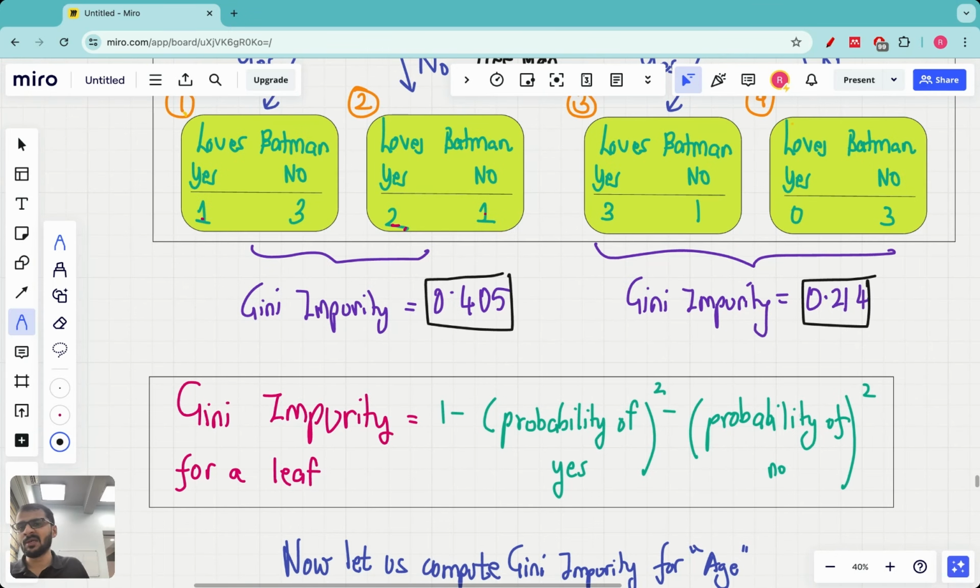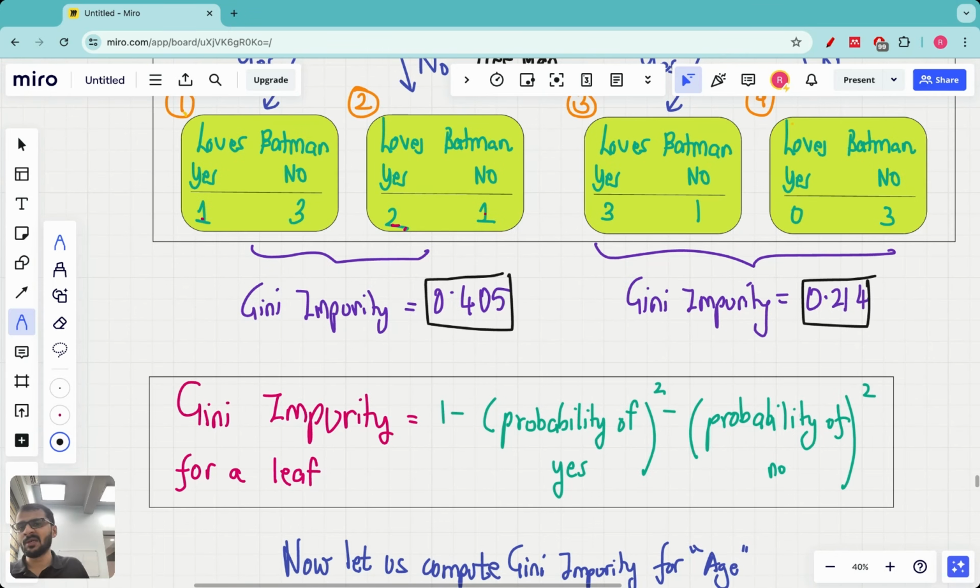But that still does not answer the question, what about age? You have decided that at the root node, loves cartoons should come over loves movies. But what if I ask the age of the person first and then do the branching from that? Why can we not use age as the root node? Today is all about that. Today we will compute the Gini impurity for age.